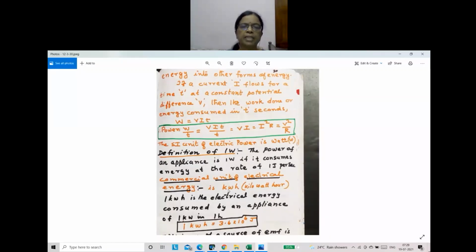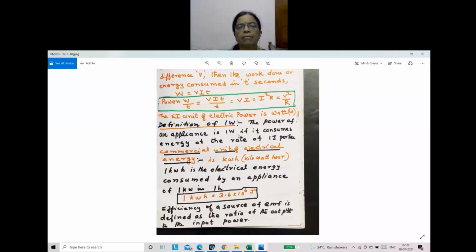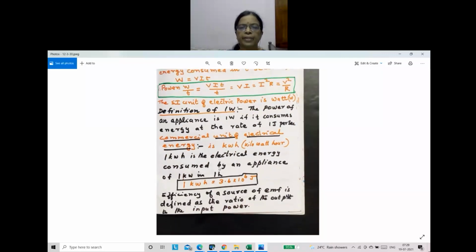Then the definition of 1 watt of power is given. 1 watt is 1 joule per 1 second. Commercial unit of electrical energy. What is the commercial unit? 1 kilowatt hour. 1 kilowatt hour is also known as 1 unit of energy.